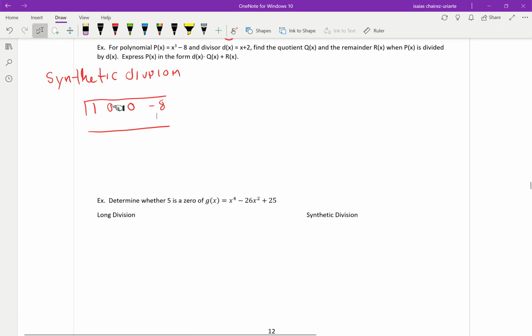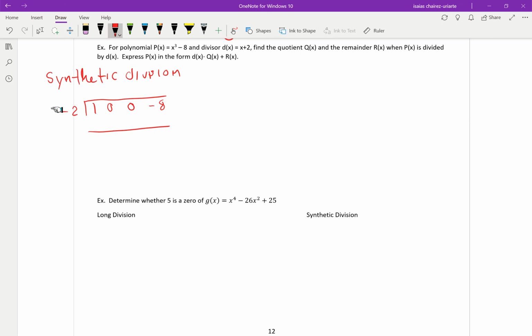The same thing is true about long division. If you were setting up your long division, you would have x cubed plus 0x squared plus 0x minus 8. So be careful with that. Now the divisor. The divisor is what goes out here. Right now my divisor is x plus 2. So that means that over here with the synthetic division, I'm going to set it up like this. This is going to be -2. So this is how the synthetic division setup goes.